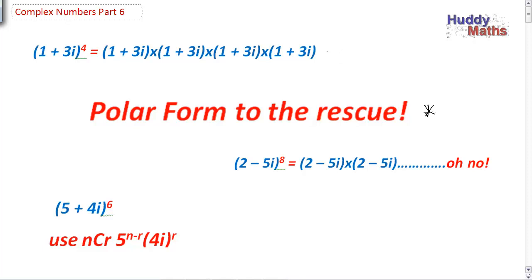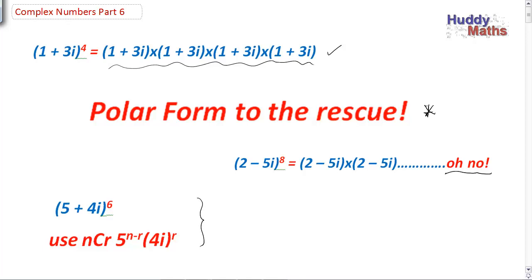Well, have a look at this up here. 1 plus 3i to the fourth would be that sort of expansion. Would you really want to do that? Completing several FOILs, firsts, outers, inners, lasts, and all that? Or what about this one? Oh no, not that. 2 take 5i to the 8th, times itself 8 times. Well, what's the quickest way we could do it if we stayed in that form?